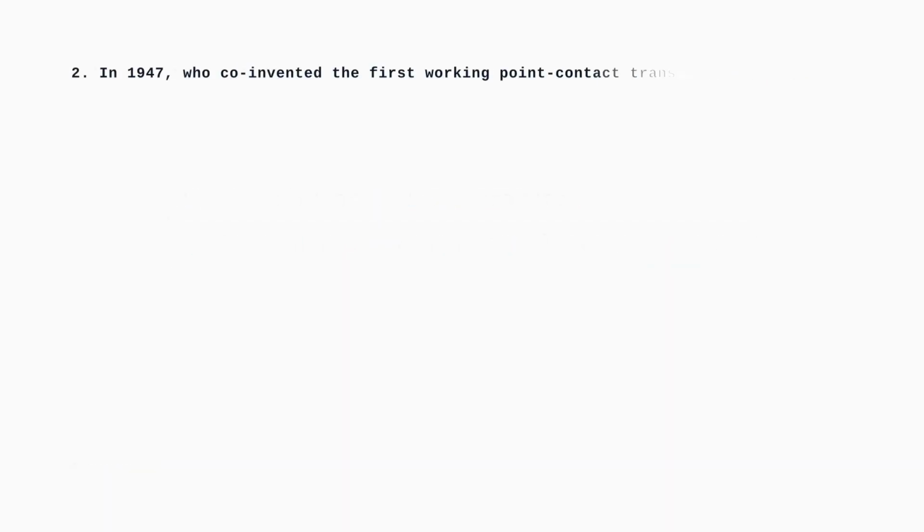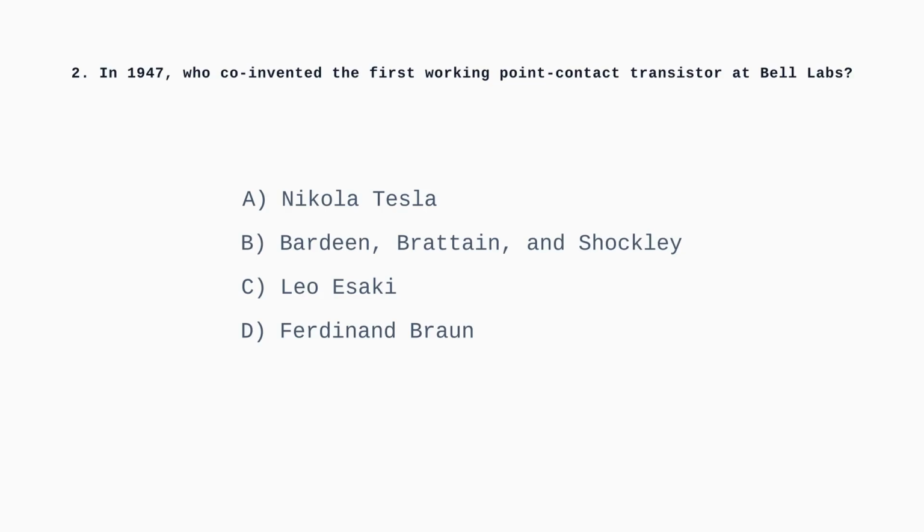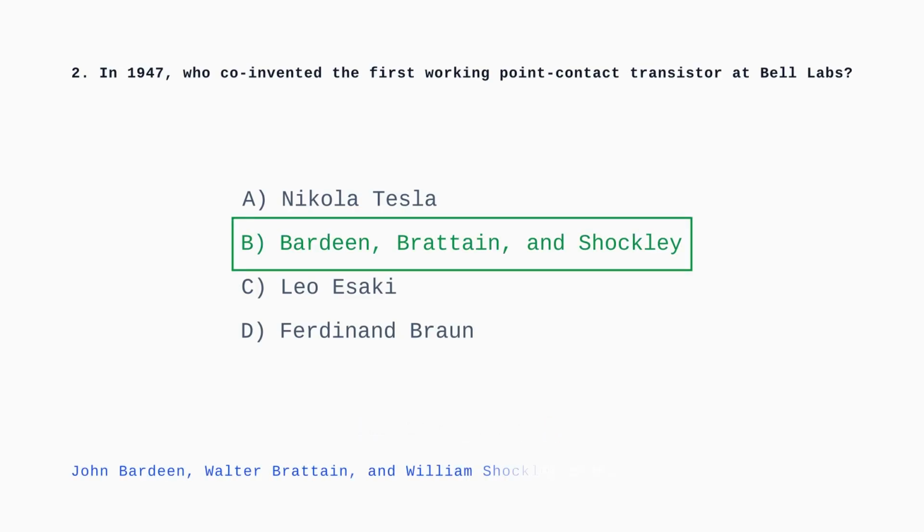Question 2. In 1947, who co-invented the first working point contact transistor at Bell Labs? The transistor was co-invented at Bell Labs by John Bardeen, Walter Brattain, and William Shockley, sparking the modern computer revolution.